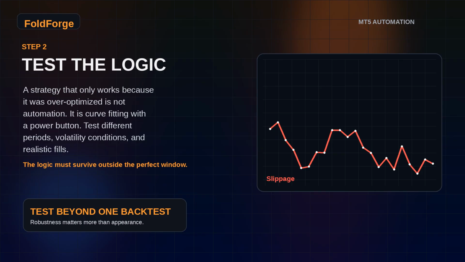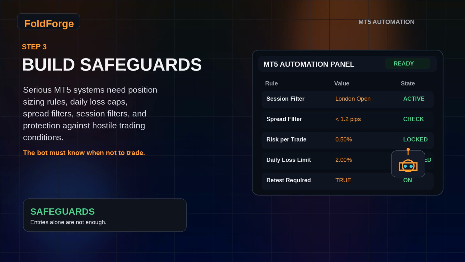Second, test the logic before you trust the result. A strategy that only works because the parameters were over-optimized is not automated edge. It is automated curve fitting. That means you need more than one clean backtest. You need to see whether the logic survives different periods, different volatility conditions, and realistic execution assumptions.